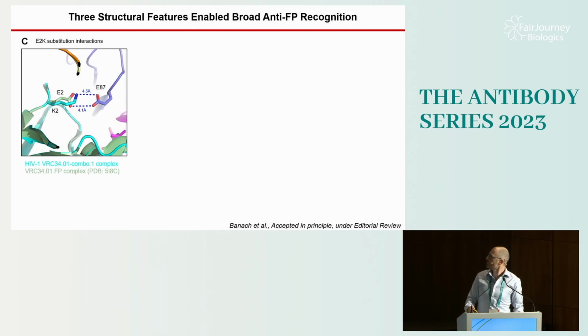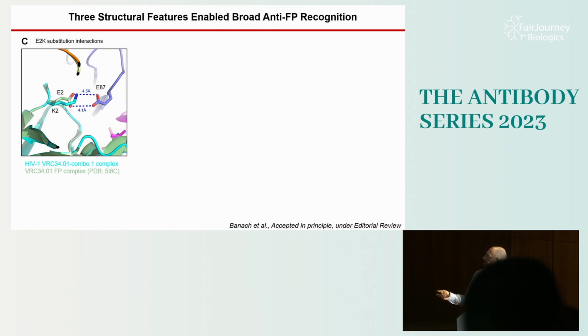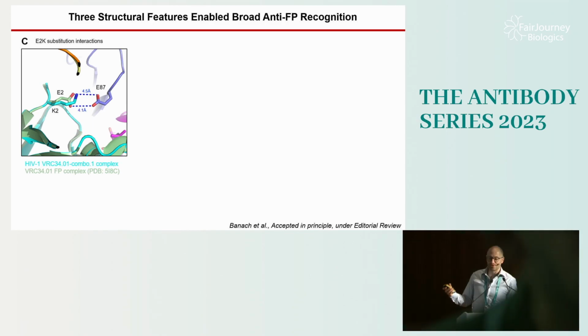So structurally, the way it works is there's actually 3 substitutions. There's an E2K mutation, which is actually surprising.